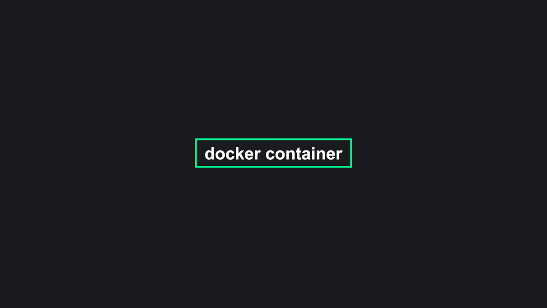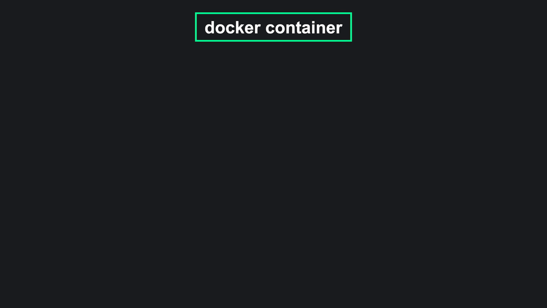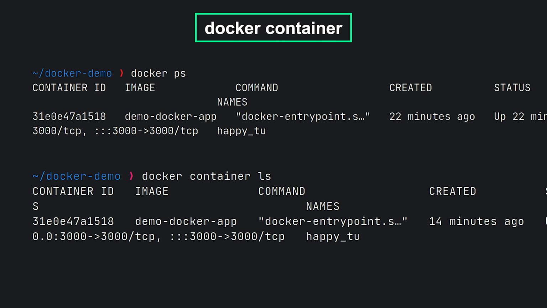We use the docker container command to manage all the containers that are available in our system. To see our running containers, we can run either docker ps or docker container ls. This will show us all the running Docker containers that are available.